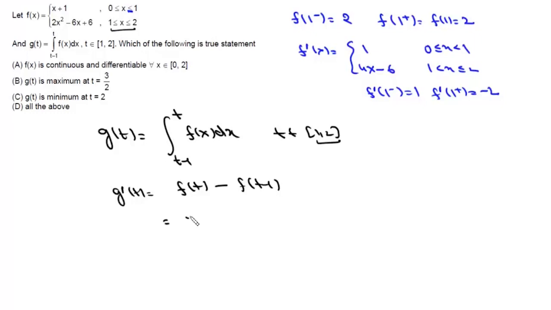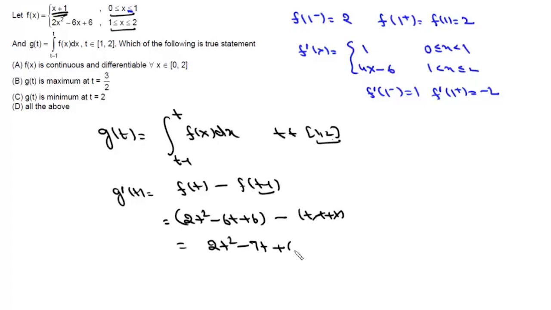So it will be 2t square minus 6t plus 6 minus, when it is t minus 1, it will lie between 0 and 1. And between 0 and 1, this is x plus 1. So this definition will be t minus 1 plus 1. Now this 1 and 1 will cancel. So it will be 2t square minus 7t plus 6.